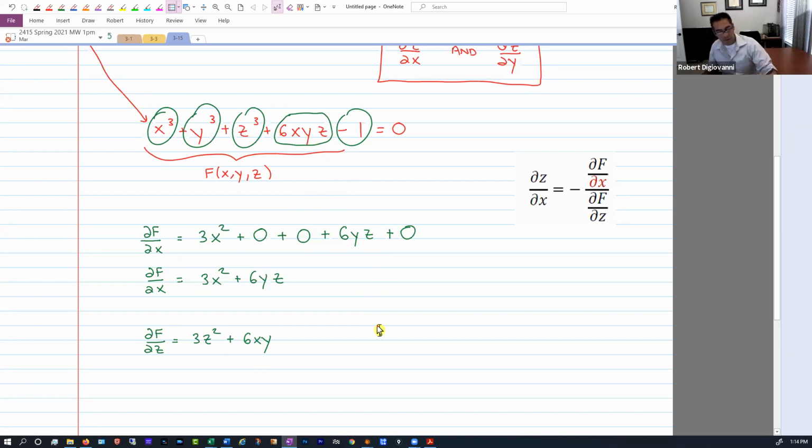Okay, so now we're ready for our answer. The partial of z with respect to x should be equal to, let's see, the negative, right? We need a negative because there's a negative in that formula. And then it's going to be this one, 3x squared plus 6yz over, now the bottom, which is just 3z squared plus 6xy.